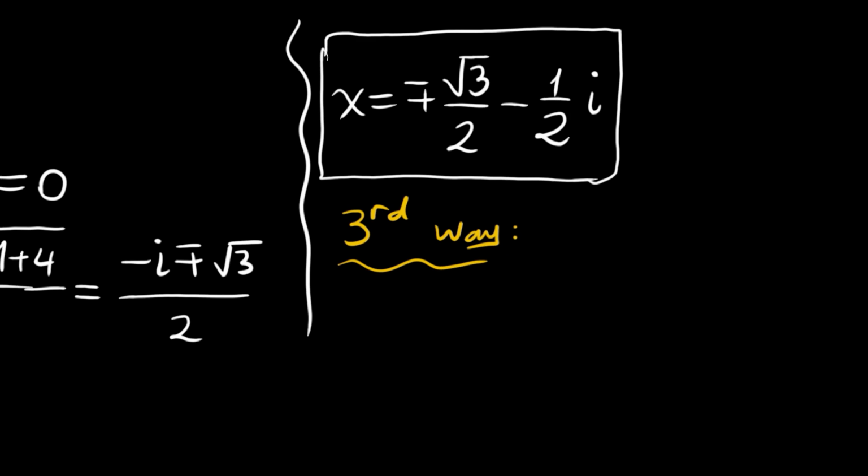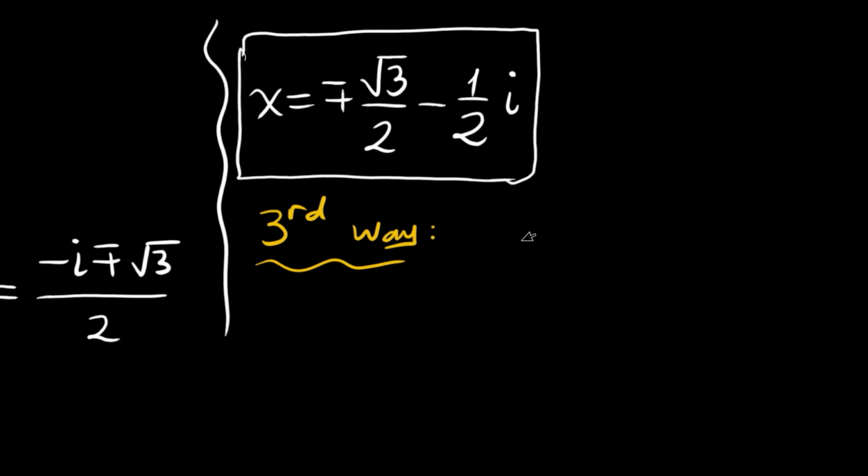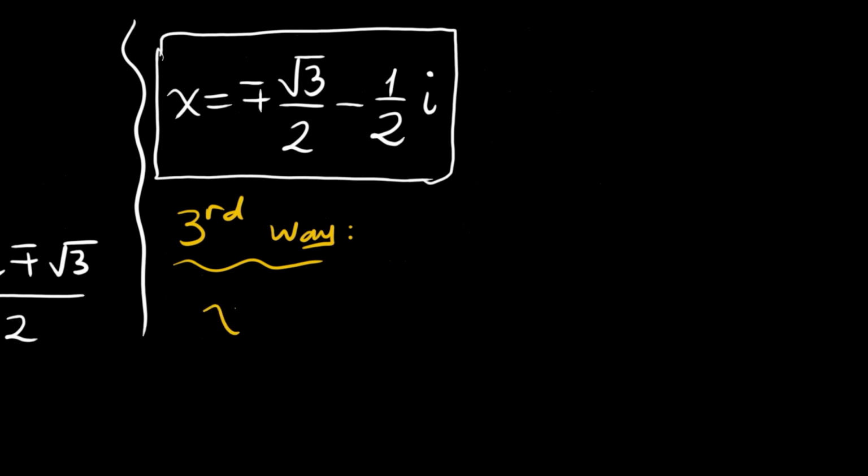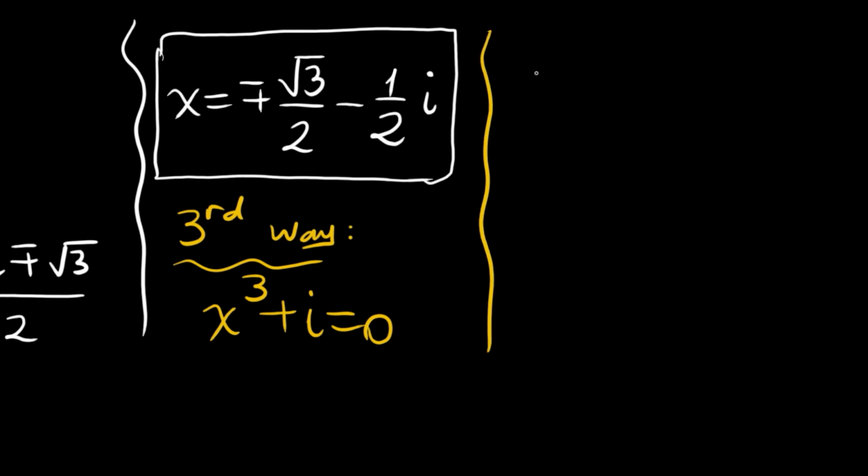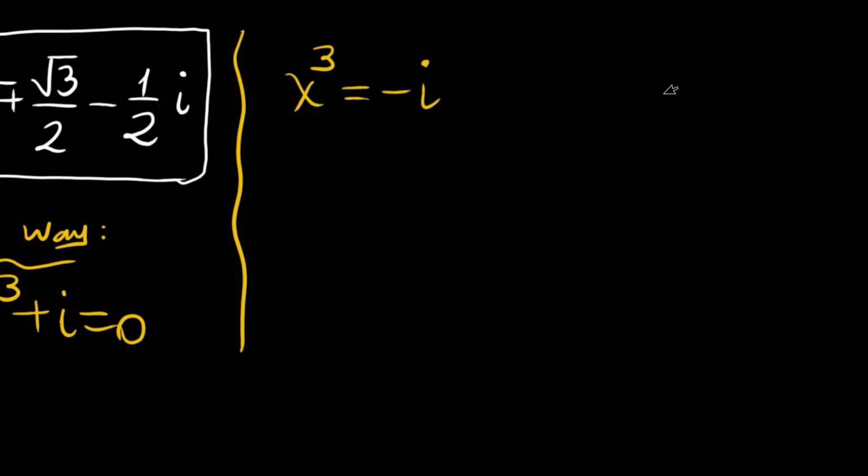That will use the polar coordinates. We have x cubed plus i is equal to 0. So if we separate this x cubed, this is equal to negative i. And negative i is equal to e to the power of i times 3 times pi over 2, using Euler's notation.